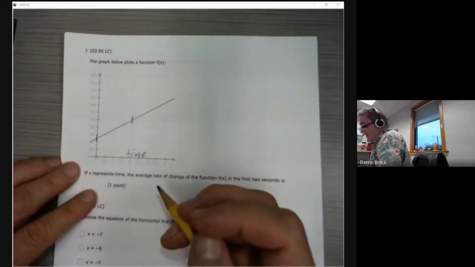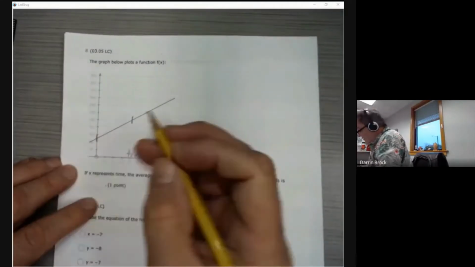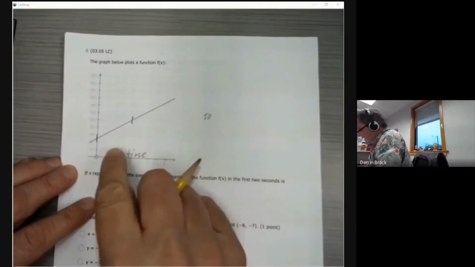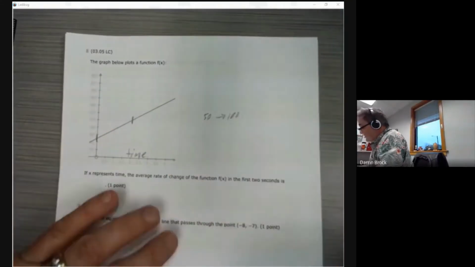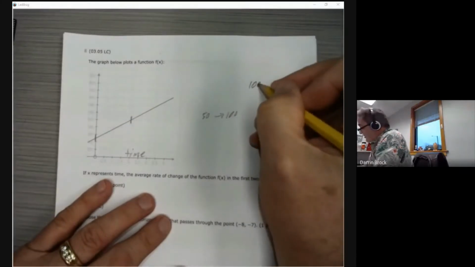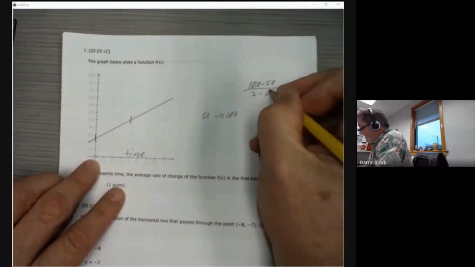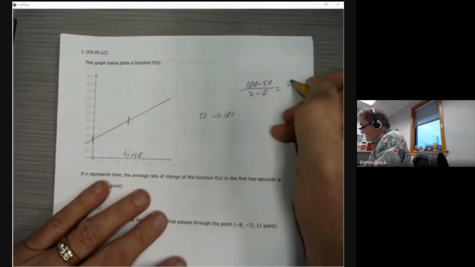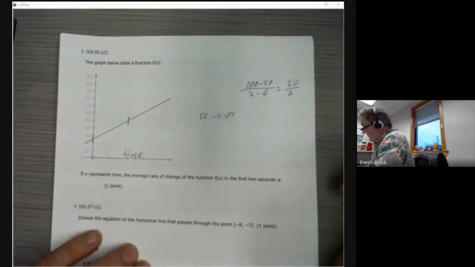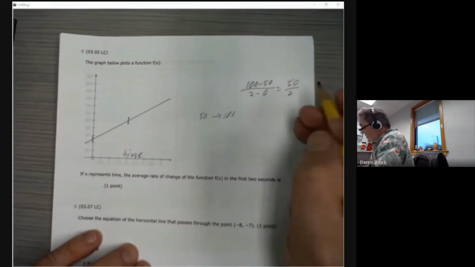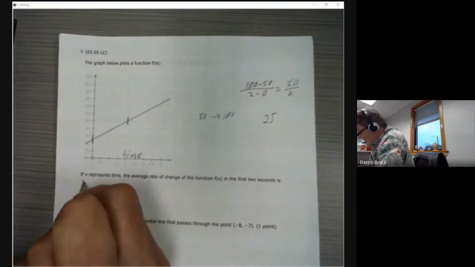Well, rate of change is the same as the slope. How much is it changing? At what rate? So it starts at 50. So we're at 50. And it ends up at 100. Goes to 100. So how much did it change? The y changed from 100 minus 50. And the x changed from 2 seconds minus 0 seconds. So the y changed a total of 50 in 2 seconds. Right? It went from 50 to 100. 50 divided by 2. 50 over half is 25. So the average rate of change is 25.